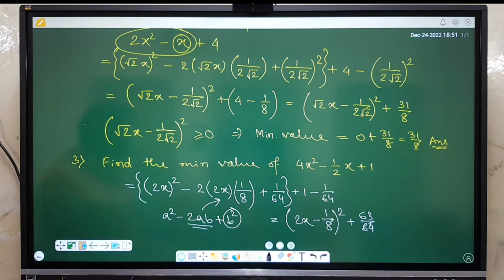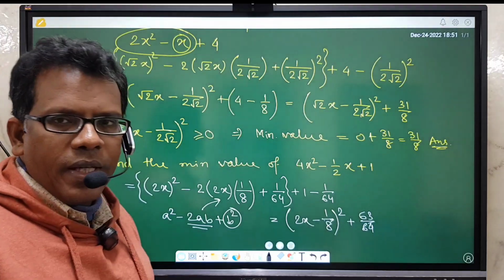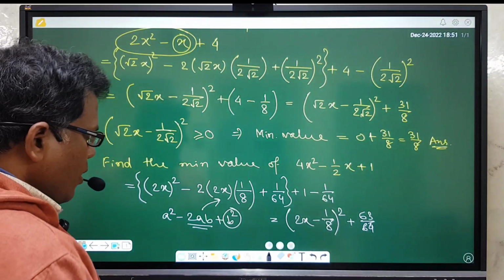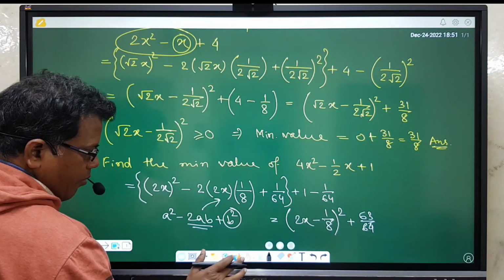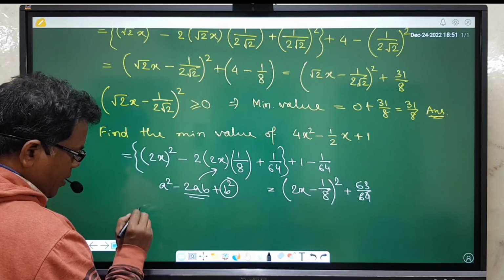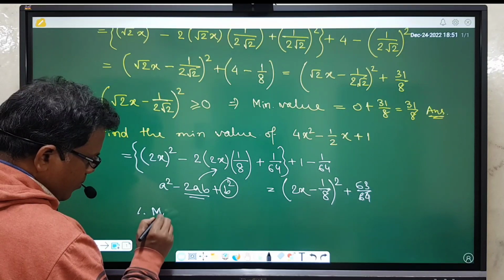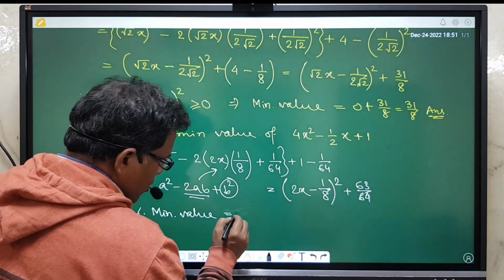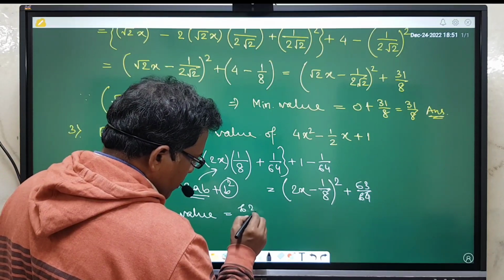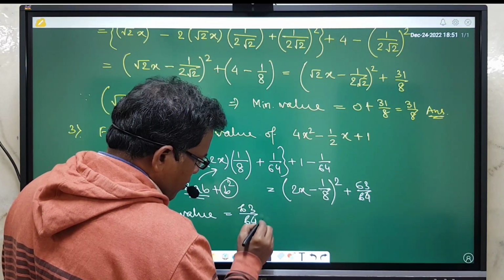2x minus 1 by 8 whole square should always be either 0 or positive. So that means the minimum value of the expression is definitely 63 by 64. Yes or no?